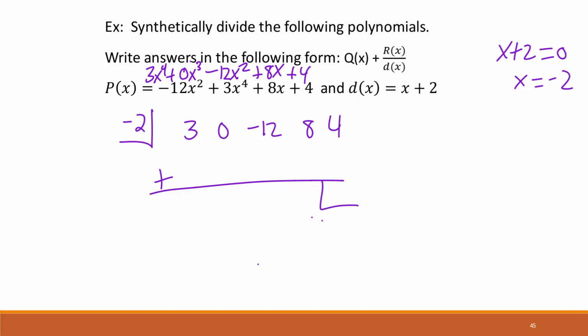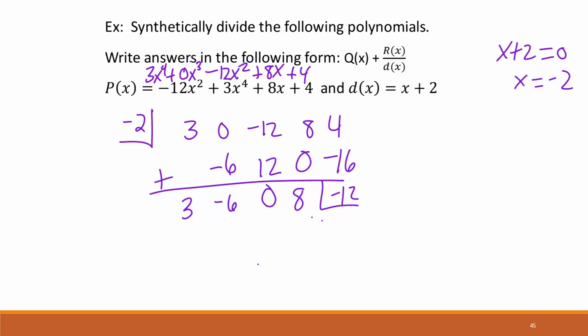And we know when we have a remainder, it will be here. So first we bring down our 3. 3 times -2 gives me -6. Add 0 and -6 to give me -6. -6 times -2 will give me positive 12. So this term will zero out. Well, then 0 times -2 is 0. So that gives me 8 here. So 8 times -2 is -16. So then that gives me -12 here.